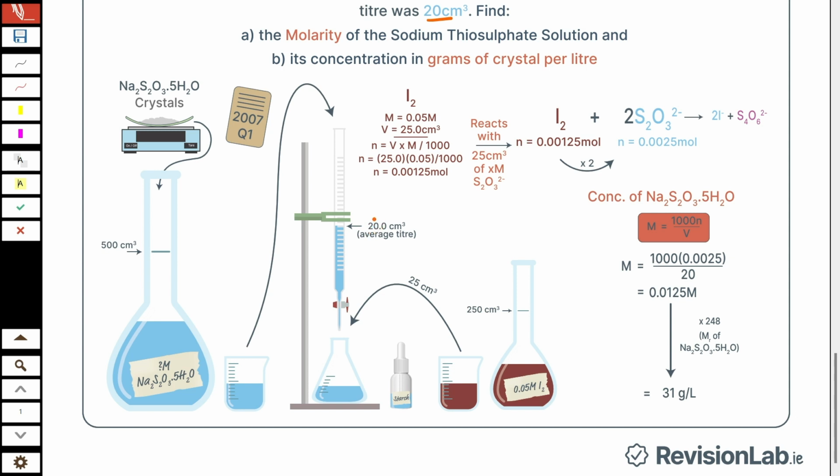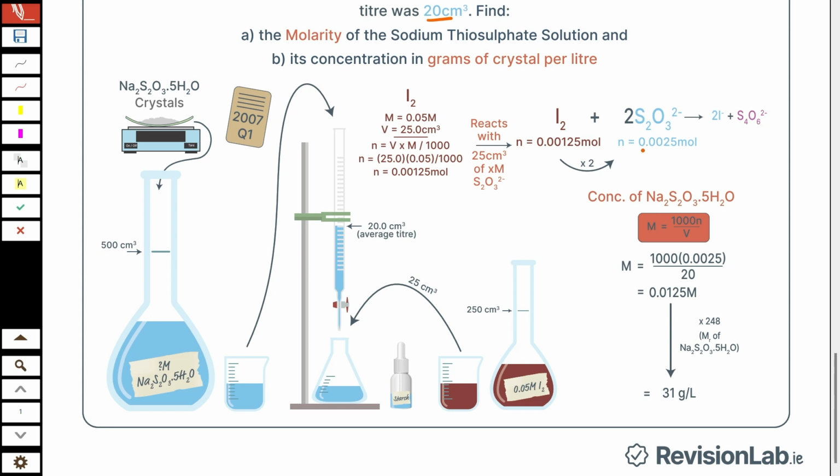So this is the titer we're given in the question, 20 centimeters cubed. And that reacted with 25 centimeters cubed of my iodine, and this iodine is 0.05 molar. So we have enough information about the iodine to work out how many moles of iodine reacted. That's going to be the volume, 25, times the molarity, 0.05, giving us 0.00125 moles of iodine. Now, when we check our equation, it's a ratio of 1:2. So we will have twice that number of moles of thiosulphate, so 0.0025 moles.